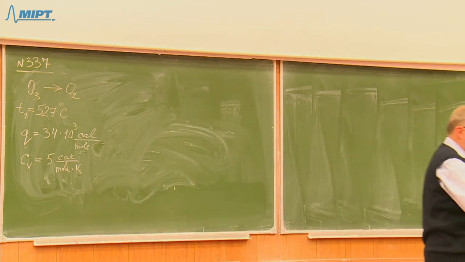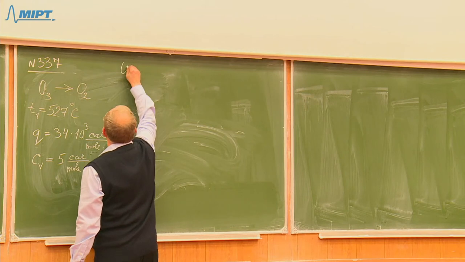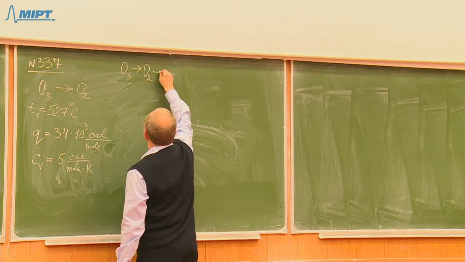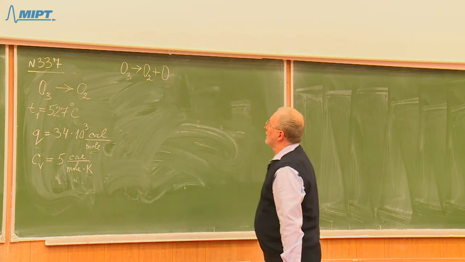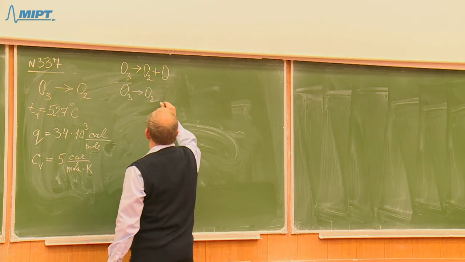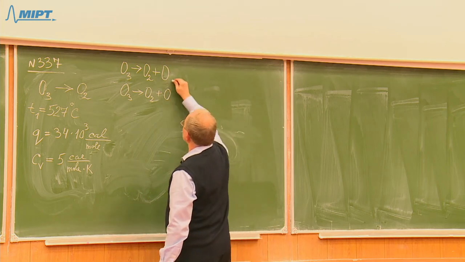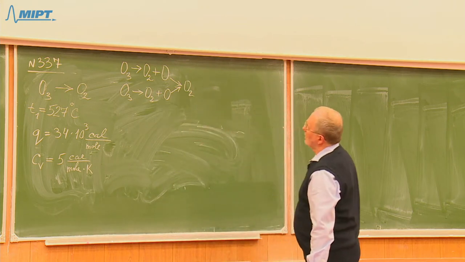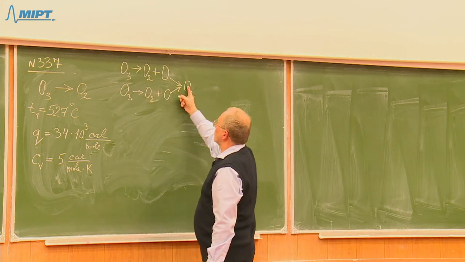So what's happening here in this problem? 1 molecule of ozone is dissociated by itself into the molecule of oxygen and an atom of oxygen. And then another molecule of ozone also dissociates into a molecule of oxygen and a free atom of oxygen. And these two atoms of oxygen combine to form a molecule of oxygen. So 2 molecules of ozone will produce 3 molecules of oxygen.